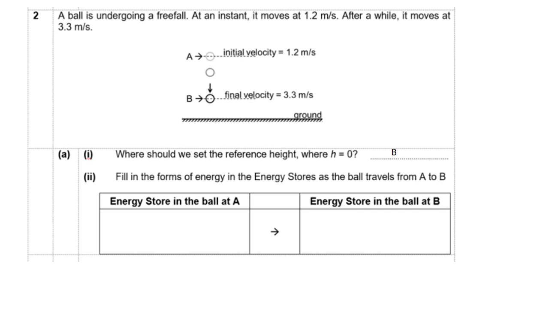You realize that at A, and if B is the point where H equals 0, there must be a GPE at A. But not only that, at A the ball is also moving. So we have two energy stores at A, the GPE as well as the KE at A. And finally, when the ball reaches B, since the height equals 0 at B, we can say that the final velocity must be 3.3 meters per second, and hence the ball only has the kinetic energy as an energy store.